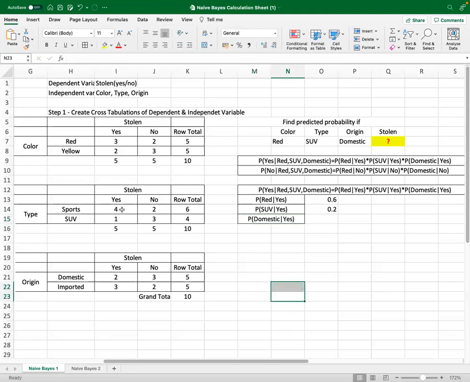See, first of all, you have to look for categorization of yes. How many yes are there? 5 yes are there, right? Out of those 5 yes, how many are SUV? 1 divided by 5 would be 0.2. We are calculating Y is equal to yes.